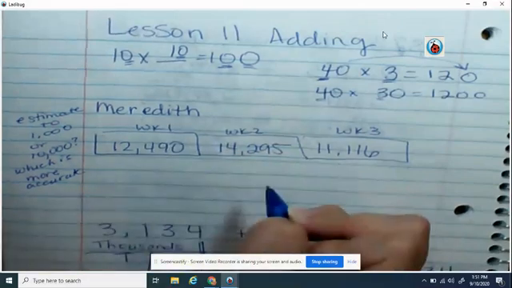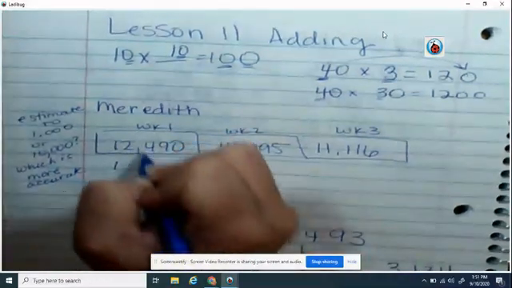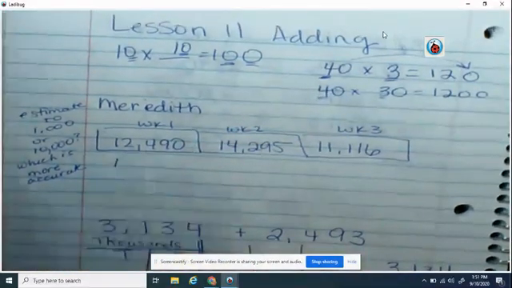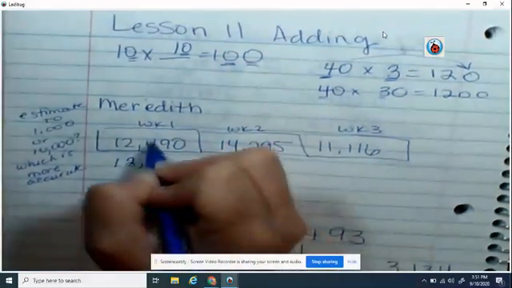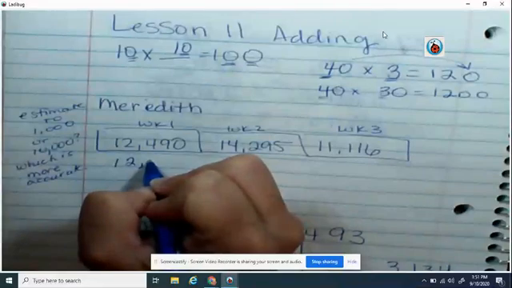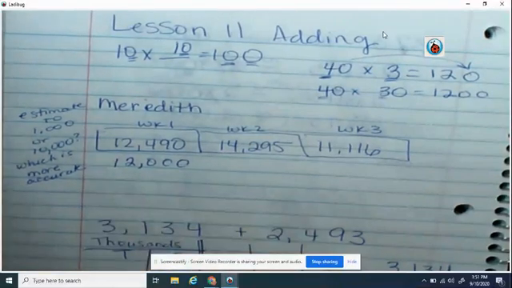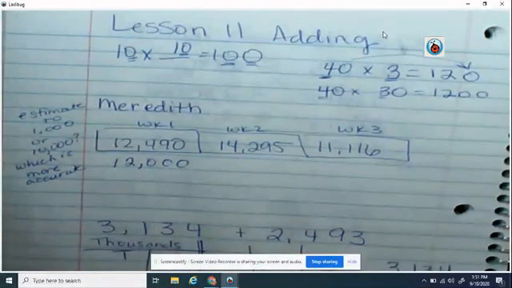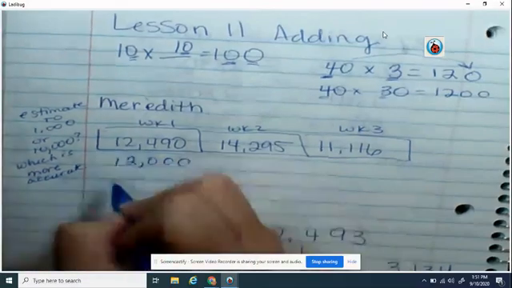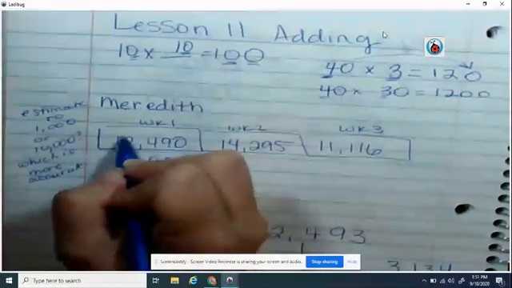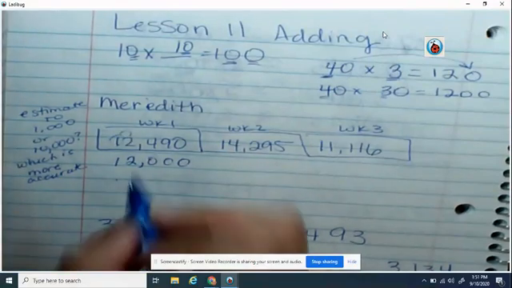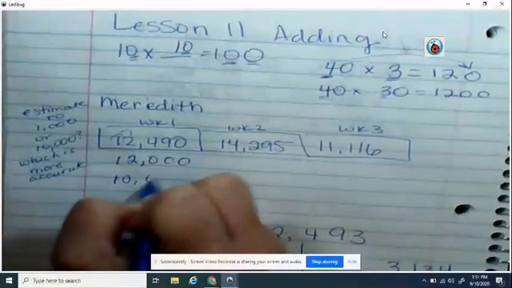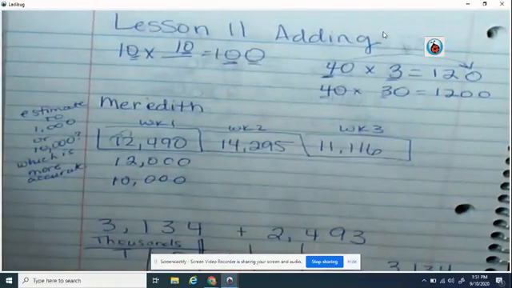All right, so let's look. So if we round this number right here to the nearest 1,000, it's going to be 12,000 even. If we round it to the nearest 10,000, we're looking at this number right here. Next door is a 2. Okay, so this would be 10,000 that we would round it to.